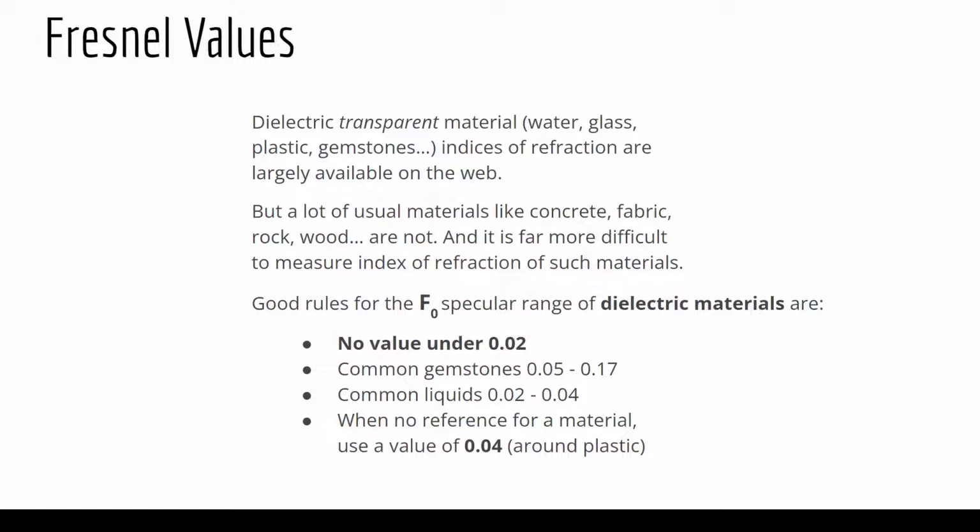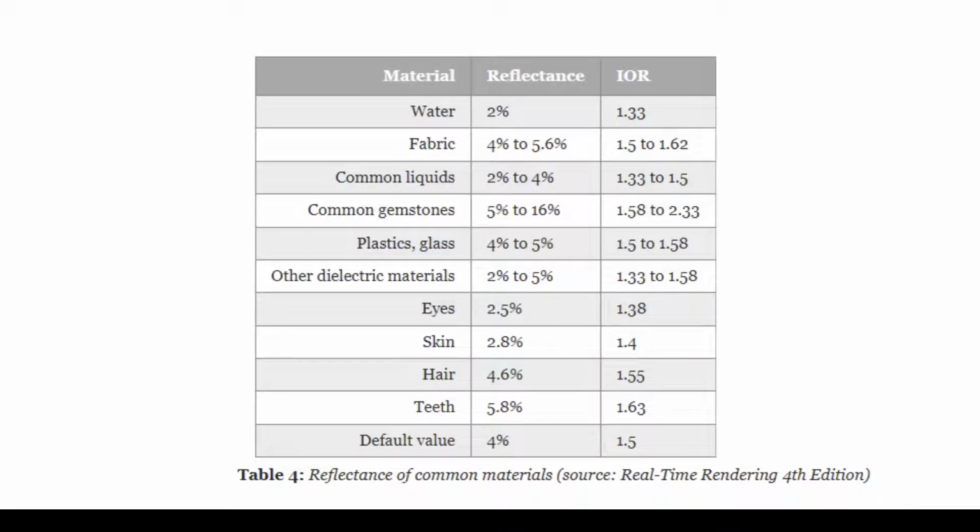A good rule of thumb for the specular, or reflectance, range of nonmetals is that no value falls under 2%. Common gemstones actually have really high reflectance, like 5 to 17%. Common liquids fall between 2 to 4%, so that counts as water, apple juice, orange juice, whatever you want to use. If you don't have a reference for how much reflectance or what index of refraction a material has, it's generally a good rule of thumb to use around 4% or 5%, which is about how much light is reflected by plastic, because most nonmetals or dielectrics are about as reflective as plastic. You can look up these charts online.